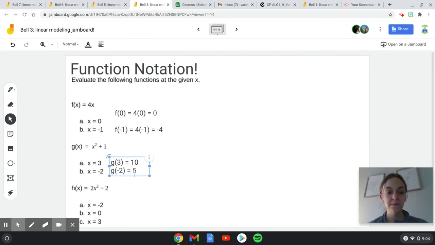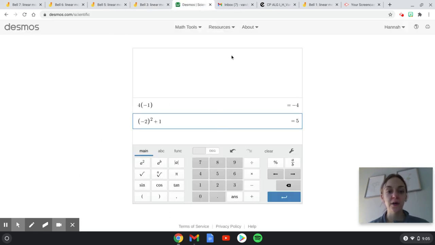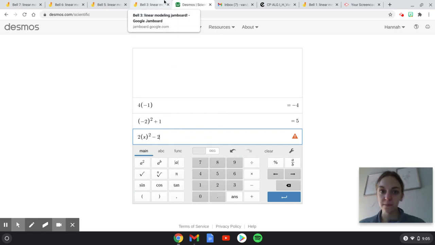All right. So the most important part right now, other than making sure that your x is in parentheses, is making sure that you're typing this equation into Desmos correctly. So I have 2x squared minus 2. Coming back to Desmos, 2, and then again, our x always goes in parentheses, squared, minus 2. That is my equation.